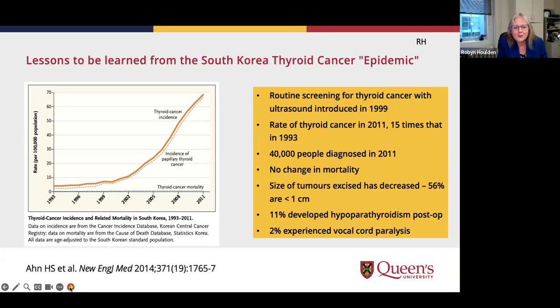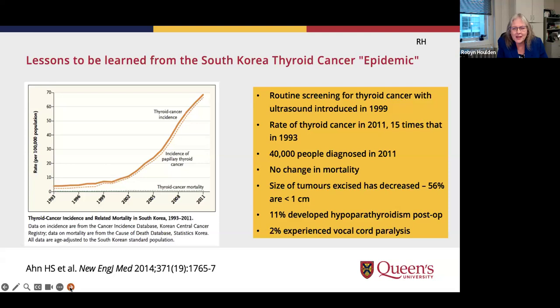I'm sorry, in 2011, the rate was 15 times what it had been in 1993. As you can see, in 2011 they were diagnosing about 40,000 people in this relatively small country. Despite picking up this increased incidence, if you look at the curve on the far left, there was no change in mortality. What they found is that the size of the tumors they were excising was getting smaller and smaller. More than half were under a centimeter.